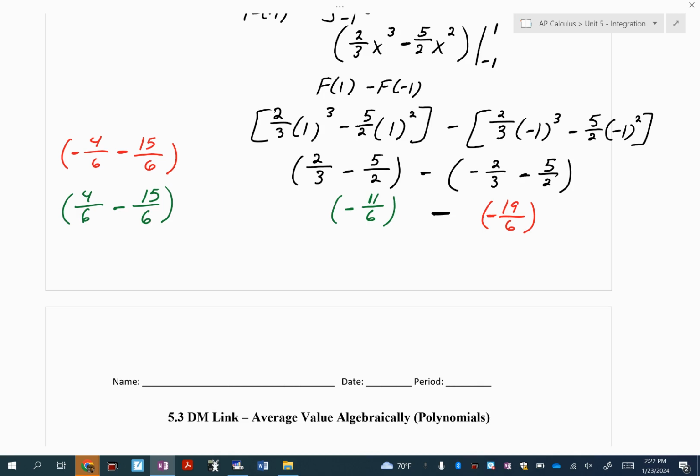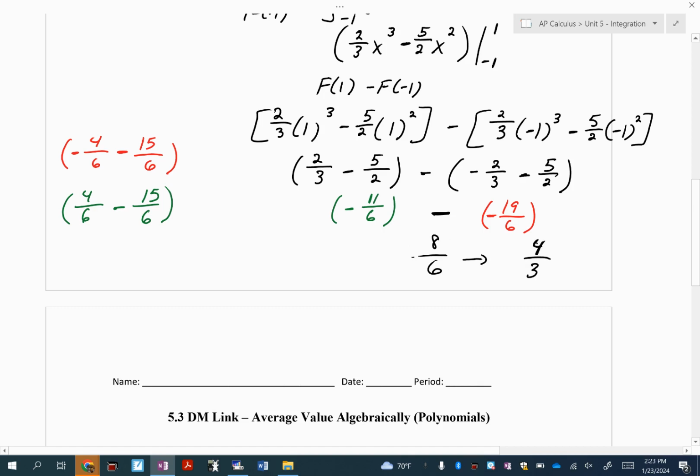Okay, cool. Okay, we're subtracting a negative, so it's really adding. So what's negative 11 plus 19? 8 sixths. And you can reduce that to be 4 thirds.